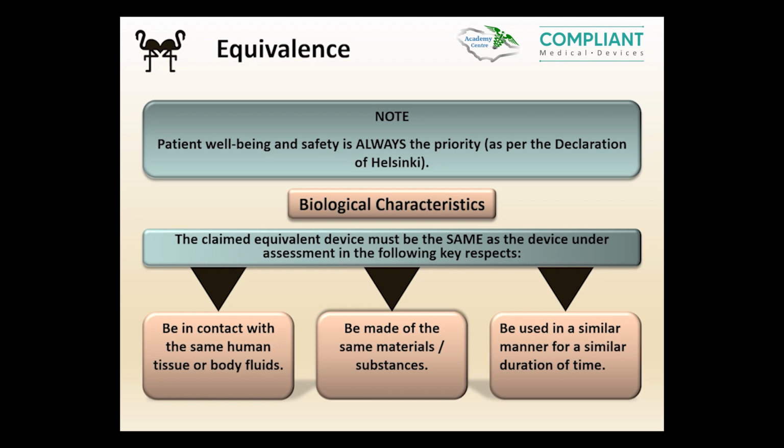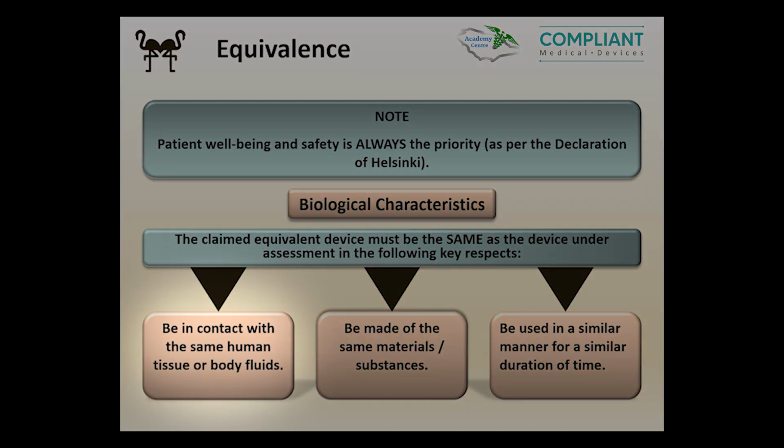Starting with biological characteristics, the claimed equivalent device must be the same as the device under assessment in the following areas. Firstly, the equivalent device must contact the same human tissue or body fluids as the device under assessment. It must also be made of the same substances and/or the same materials. Finally, the equivalent device must be used in a similar manner and for the same duration of time as the device under assessment.